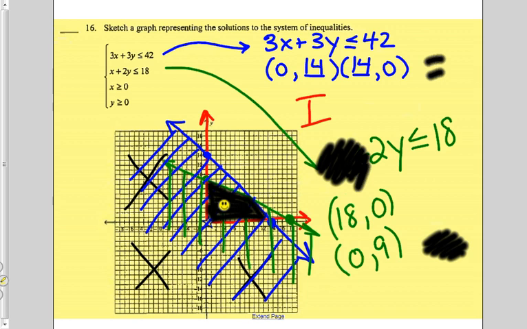So on a multiple choice test, you could pick a point and test it in all four, and then that should be the one that works, right?